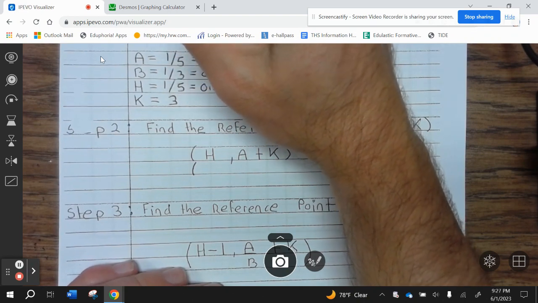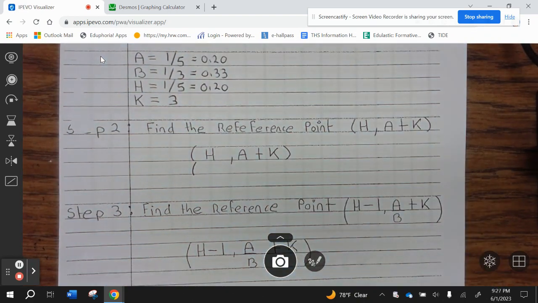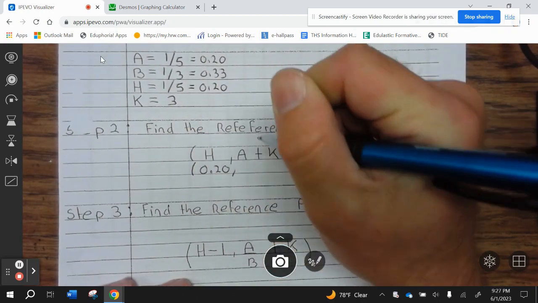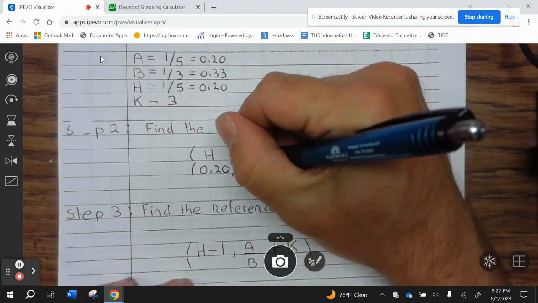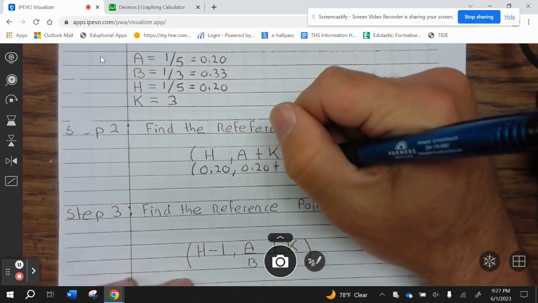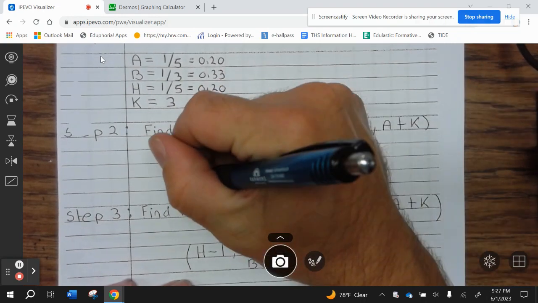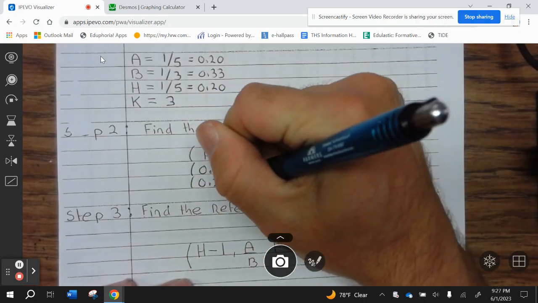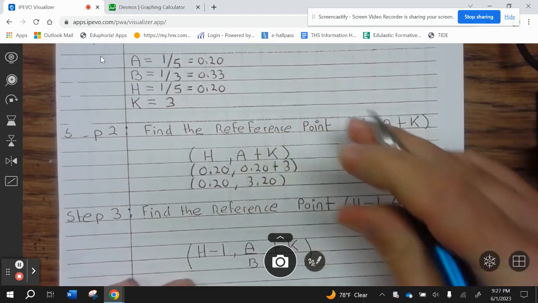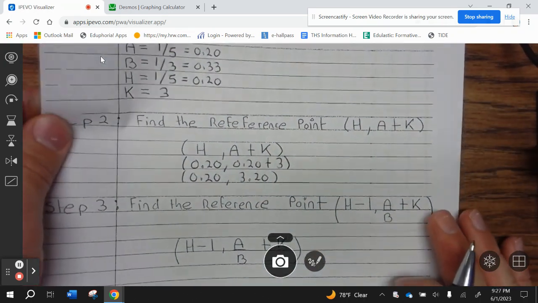This is 0.33. Okay, so let's go and write that as a decimal. It makes graphing a little easier. Comma, A, which is 0.20, plus K, which is 3. So this point is 0.20, comma 3.20. Okay, let's go ahead and graph that point.